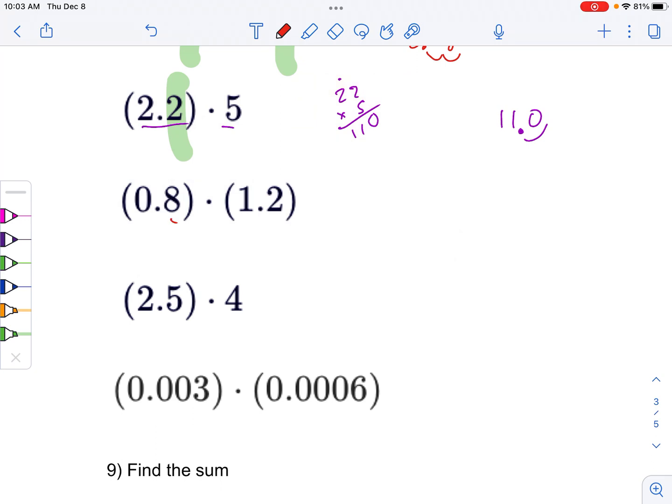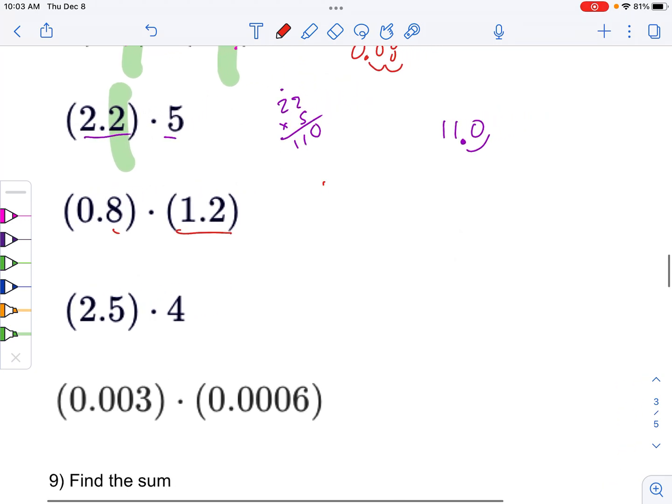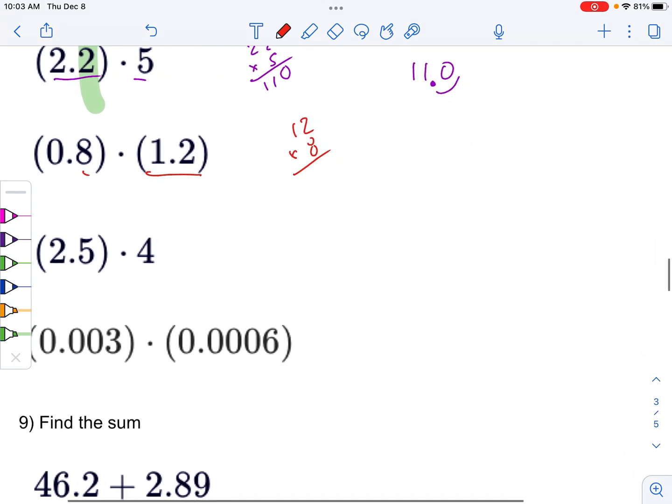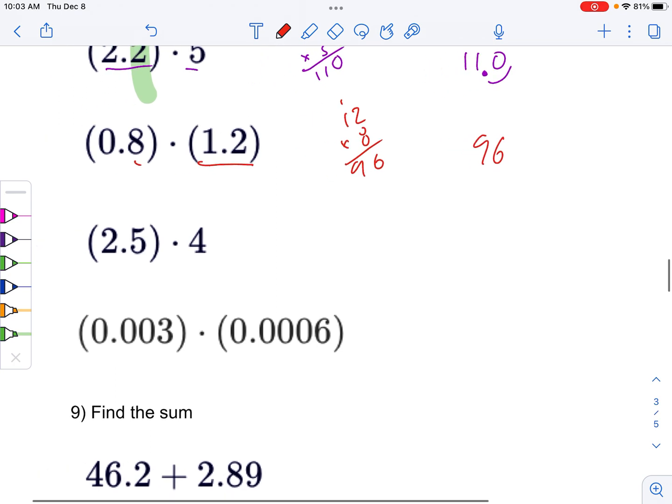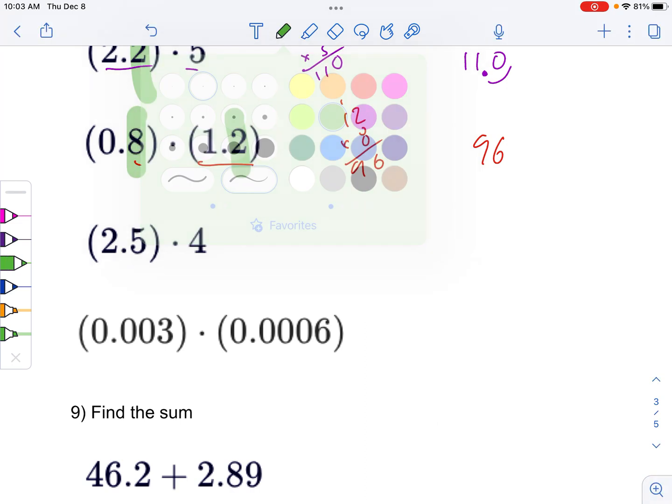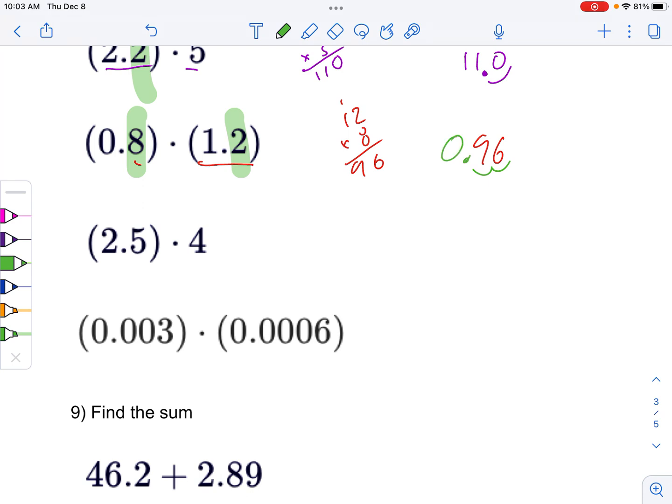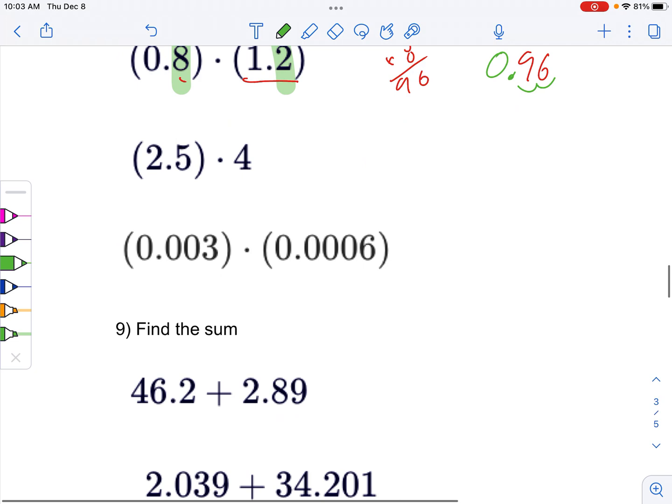Let's move along. 8 times 12. Mr. Robert, did you just ignore the decimal? I did, because that's how I do this. So 8 times 12 is 16. 8 times 1 plus 1 is 96. So my answer is 96, but let's get the decimals. Whoa, decimals. I got 1 there and 1 there, so 2 total. So let's move it 2 places. 1, 2. My answer is 0.96, or 96 hundredths.